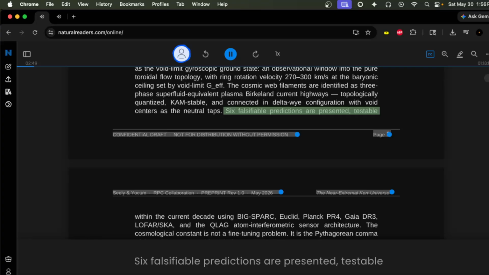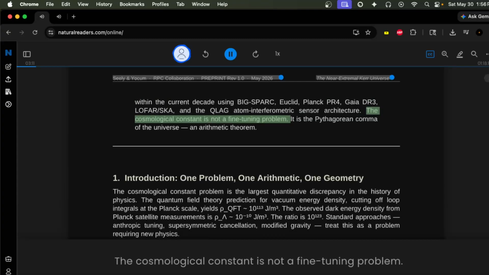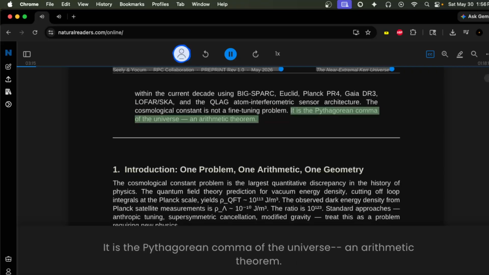6 falsifiable predictions are presented, testable within the current decade using BIG-SPARC, Euclid, Planck PR4, Gaia DR3, LOFAR, SKA, and the QLAG atom-interferometric sensor architecture. The cosmological constant is not a fine-tuning problem. It is the Pythagorean comma of the universe, an arithmetic theorem.